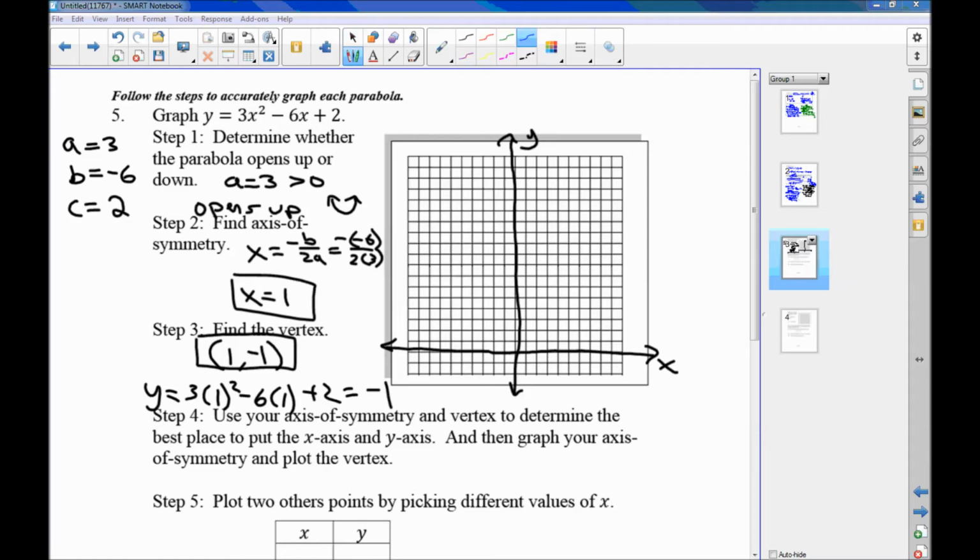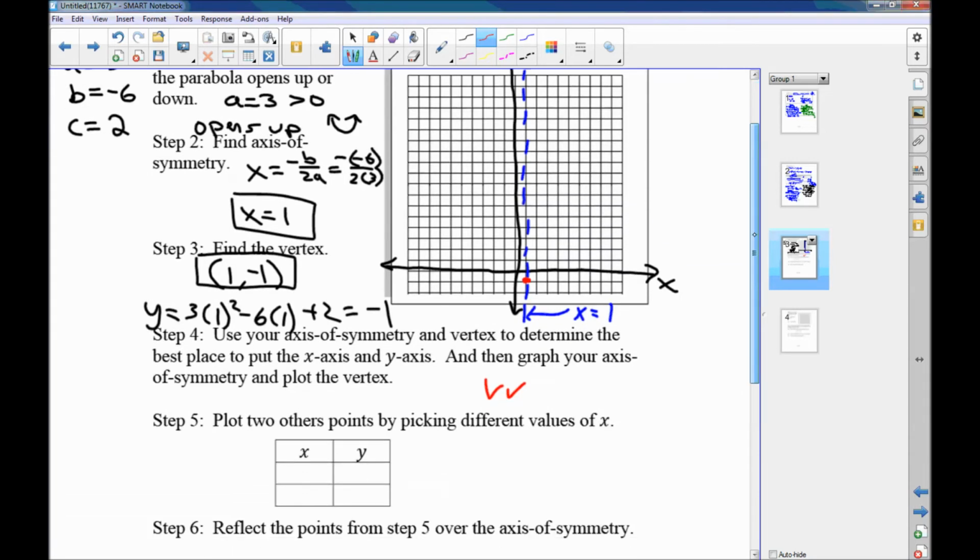So our axis of symmetry is at 1. So I put a dotted line through x equal to 1. Remember, this is dotted because the axis of symmetry is not actually part of our graph. It's just the place that divides our graph in half. All right? Next thing, we're going to plot our vertex. Our vertex is at (1, negative 1). So we put a point right there. Okay. So we've done step 4, the axis of symmetry graph, and we made our x and y axes.